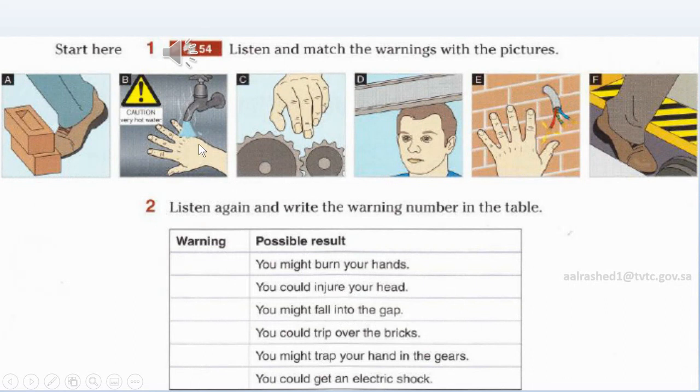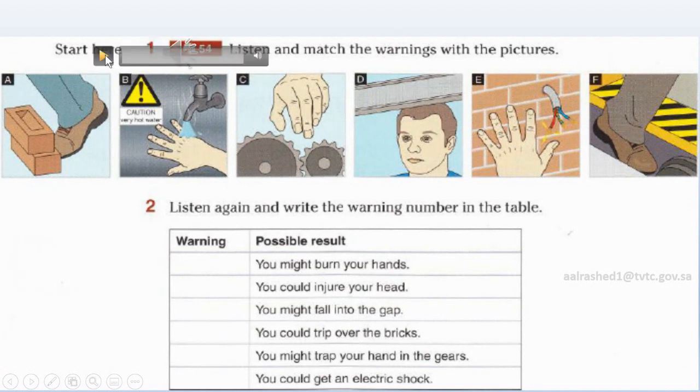Okay, for number two, as you can see, there is a warning here, a caution sign. It means the water is hot. What did happen? This person did not follow the instruction. What did happen basically? Did he burn his hands or injure his head? Okay, letter C as well as D. This is the beam. If he walks straight into the beam, what would happen to his head? You need to write the letter here.